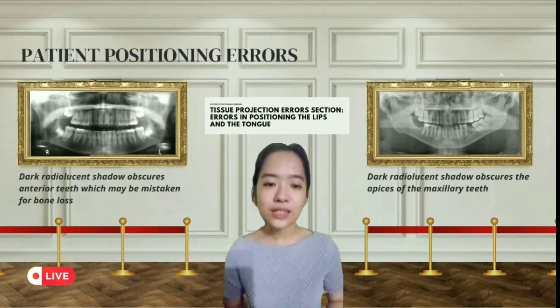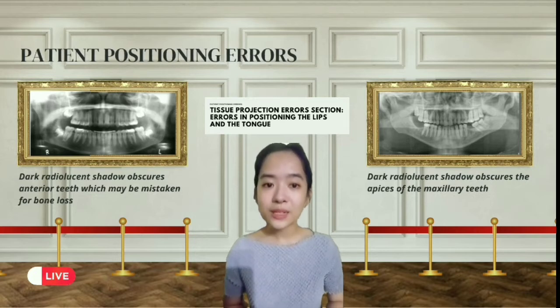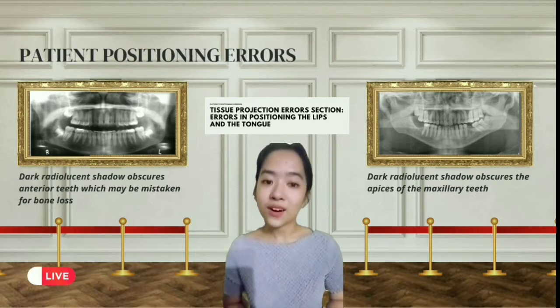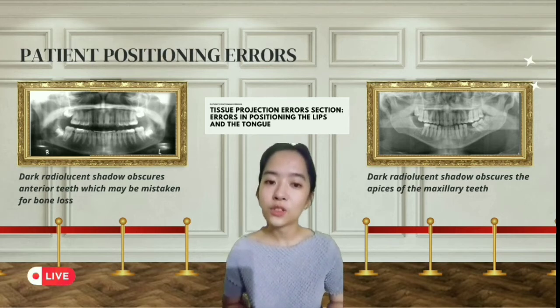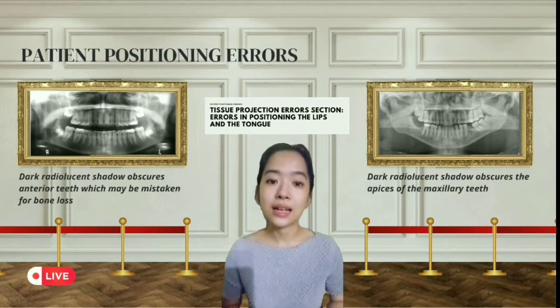This area of increased darkness occurs over the maxillary anterior region and may be mistaken for bone loss. On your right, similarly, when the tongue is not in contact with the palate during the exposure of a panoramic projection, a dark radiolucent shadow results, which obscures the apices of the maxillary teeth.